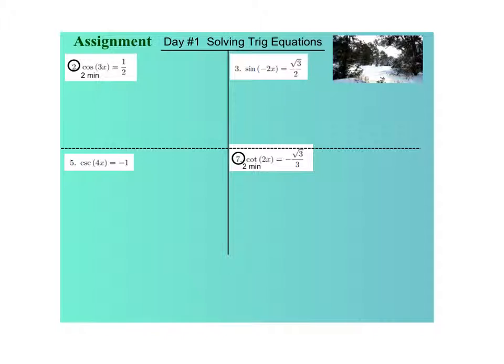Okay, the assignment one looks kind of weird. It doesn't. Okay, so we're going to do number 2 and number 7. And what's different about number 7? It's cotangent. What the heck?